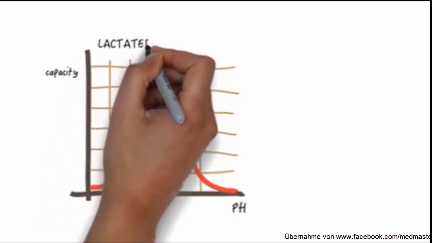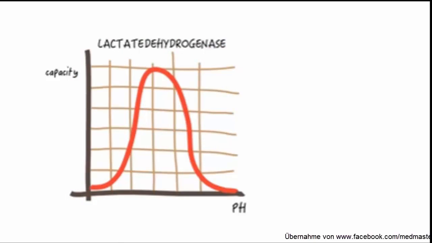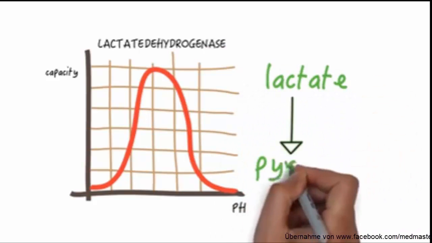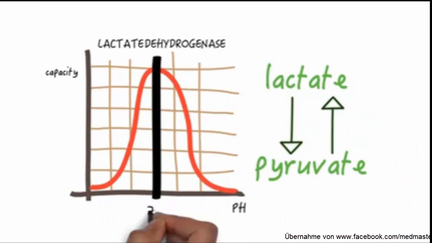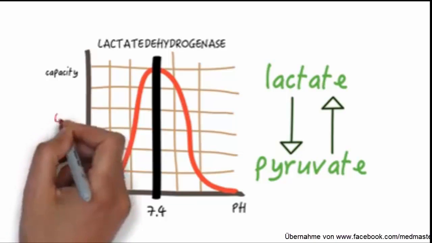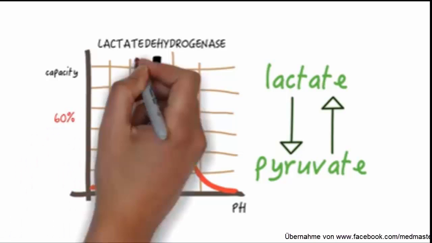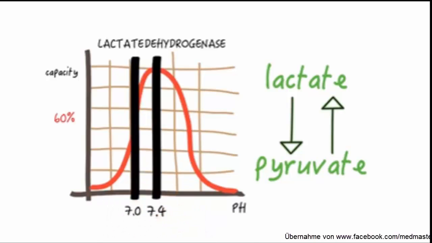Let's take an example. The enzymatic capacity of lactate dehydrogenase, which is an enzyme that converts lactate to pyruvate, and vice versa, outside of physiological pH of 7.4 drops dramatically, both if the pH is too high and if the pH is too low, as you can see on this curve. So as you can see, the enzymatic capacity of lactate dehydrogenase drops below 60% if the pH is below 7 or above 8. And the same holds true for other proteins and enzymes as well.